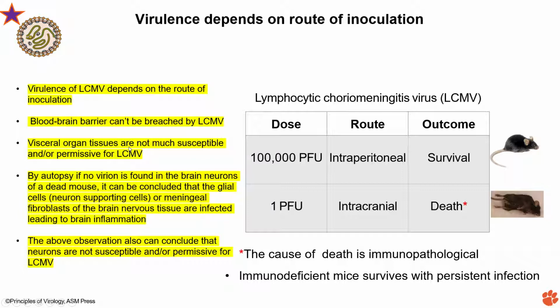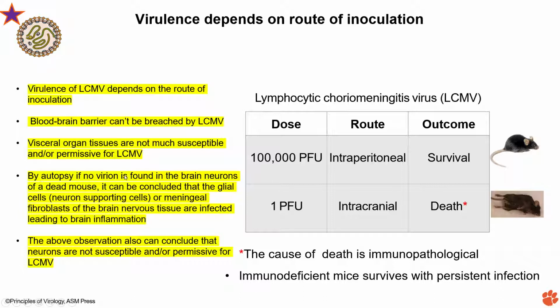The visceral organ tissues are also not very susceptible or permissive for LCMV. You have given 100,000 PFU in the body, but the mouse is surviving. You can conclude that the visceral organs, or bodily organs, are not very susceptible or permissive for LCMV. That's why it is surviving. This is also your conclusion.